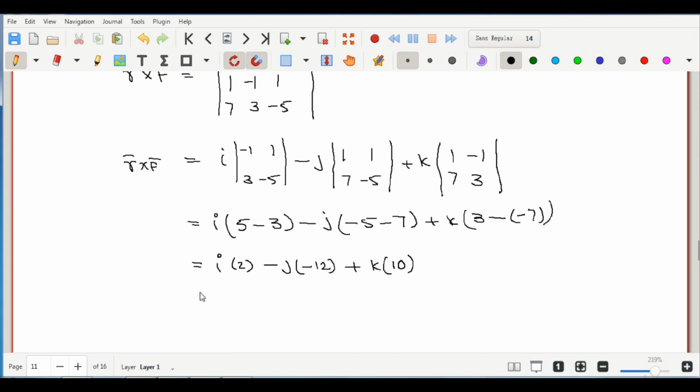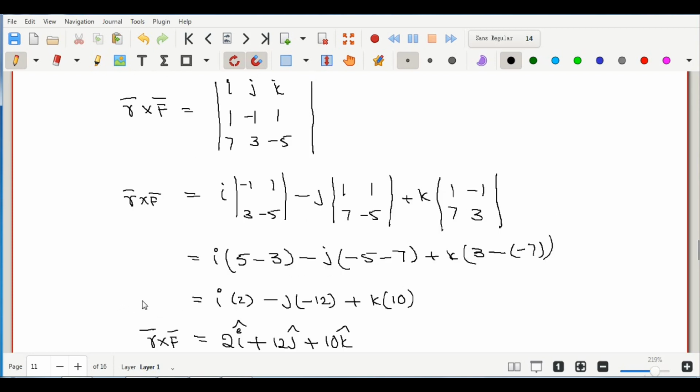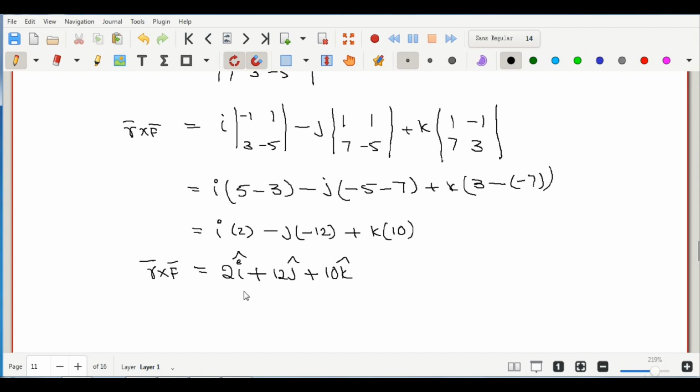Now the final answer is 2i, minus into minus gives plus 12j, plus 10k. This is the final answer. This is r bar cross f bar. The torque value is, okay, this is the final answer.